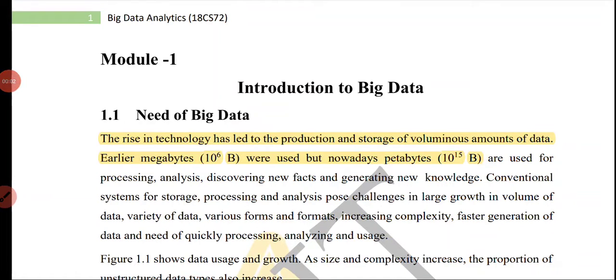So I'm Varsha. Currently we are starting with module 1 of BDA, that is Big Data Analytics module 1.